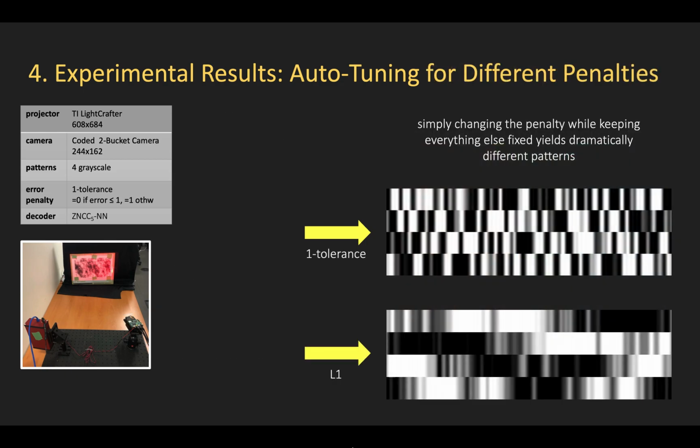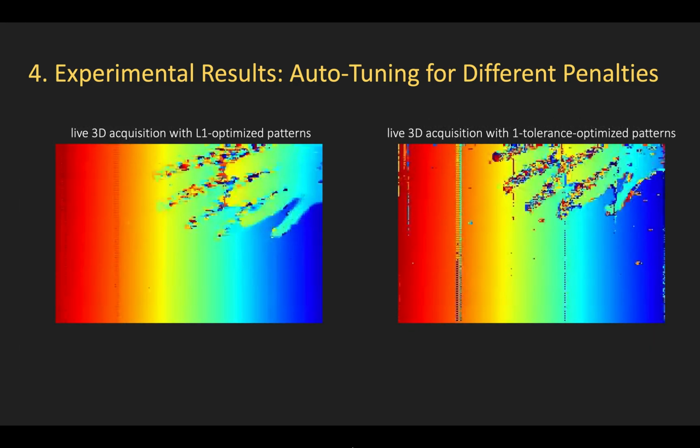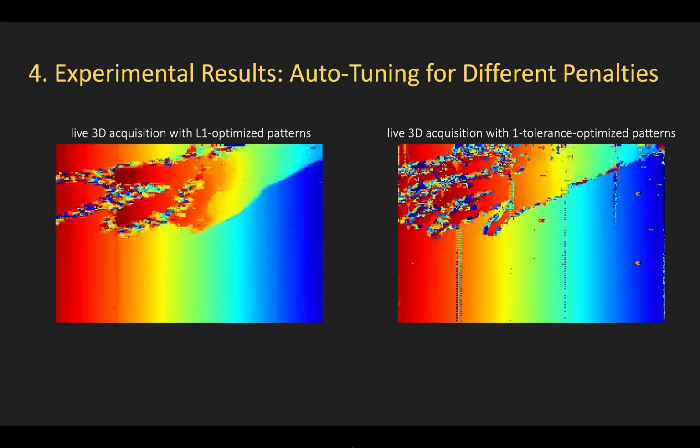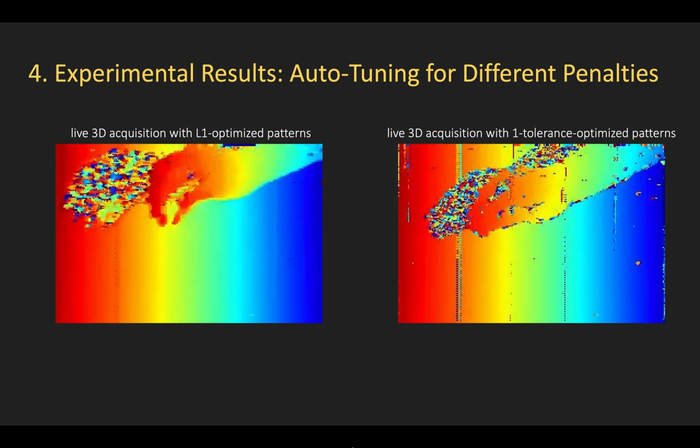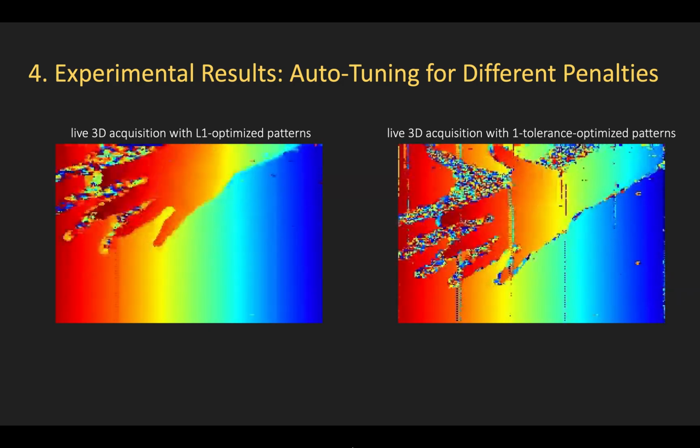We also optimize this system with a L1 penalty, which minimizes the mean disparity error. As you can see, changing the penalty totally changes the structure of optimal pattern. And here is their performance in live 3D reconstruction of a dynamic scene. While the disparity is smoother for L1, the disparity map for one tolerance pattern contains more accurate pixels.